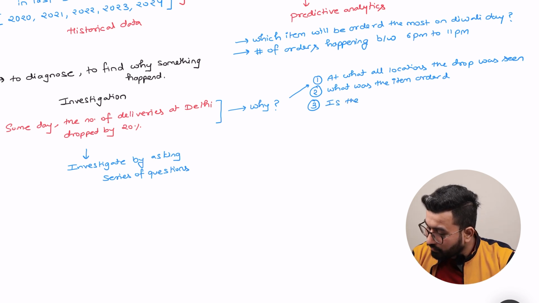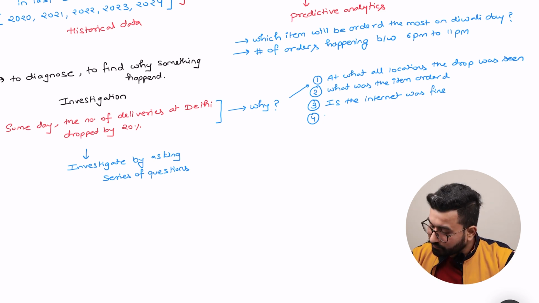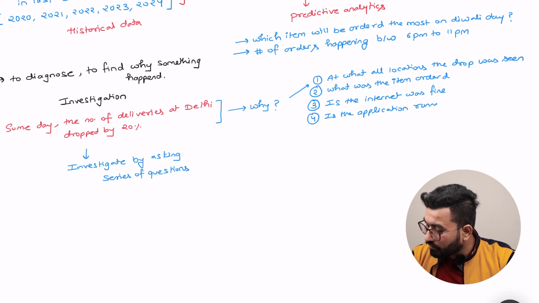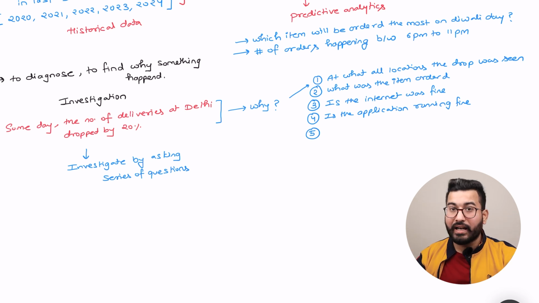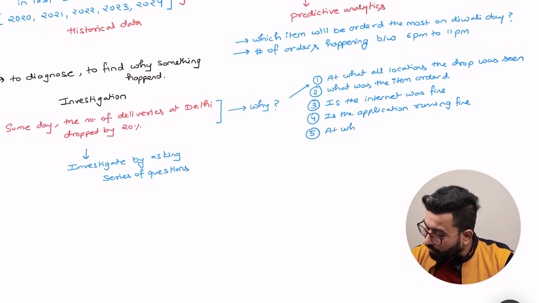Was the internet fine? You also want to look at some application related data. Is the application running fine? You also want to maybe look at the time when it happened. At what time did it happen?